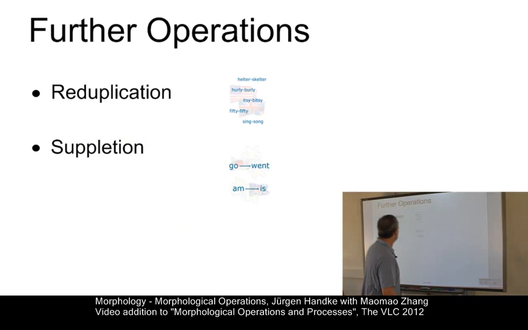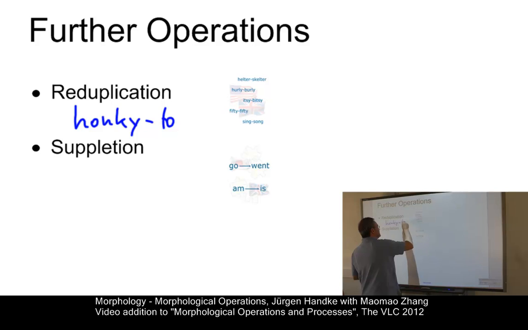Now let's look at some further operations. Well, a well-known operation which can be found across languages is reduplication. In fact, we can find this operation where part or all of the affected base, perhaps modified in some systematic fashion, is copied. English makes use of this very sporadically. You can see examples here, like in hurly-burly or 50-50, sing-song, helter-skelter, or honky-tonky. So these are typical examples that are used. Children use this very often in words like yummy, yummy, when something tastes very nice.